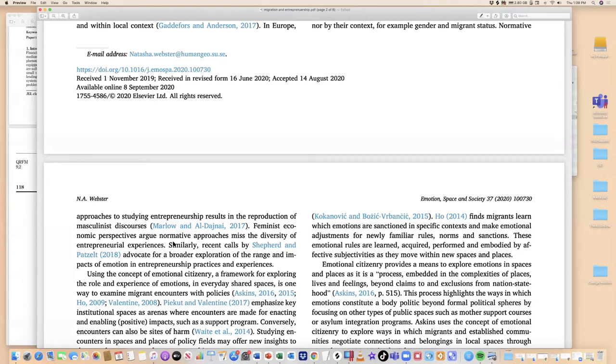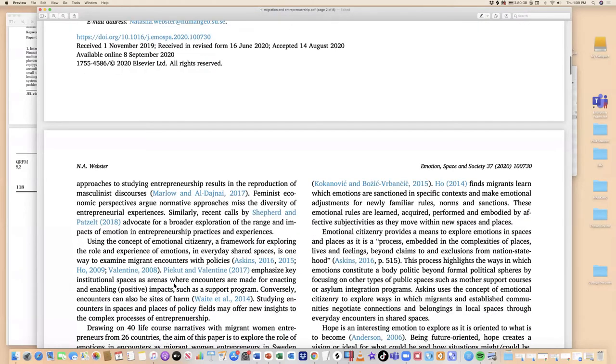Similarly, recent calls by Shepherd and Patzelt advocate for a broader exploration of the range and impact of emotion in entrepreneurship practices and experiences. Using the concept of emotional citizenry, a framework for exploring the role and experience of emotions in everyday shared spaces, is one way to examine the migrant encounter with policies. So it then goes on to say that Piquet and then Valentine emphasize key institutional spaces as arenas where encounters are made for enacting enabling impacts, research and support programs. Conversely, okay, so he talks about certain things, studying the spaces.